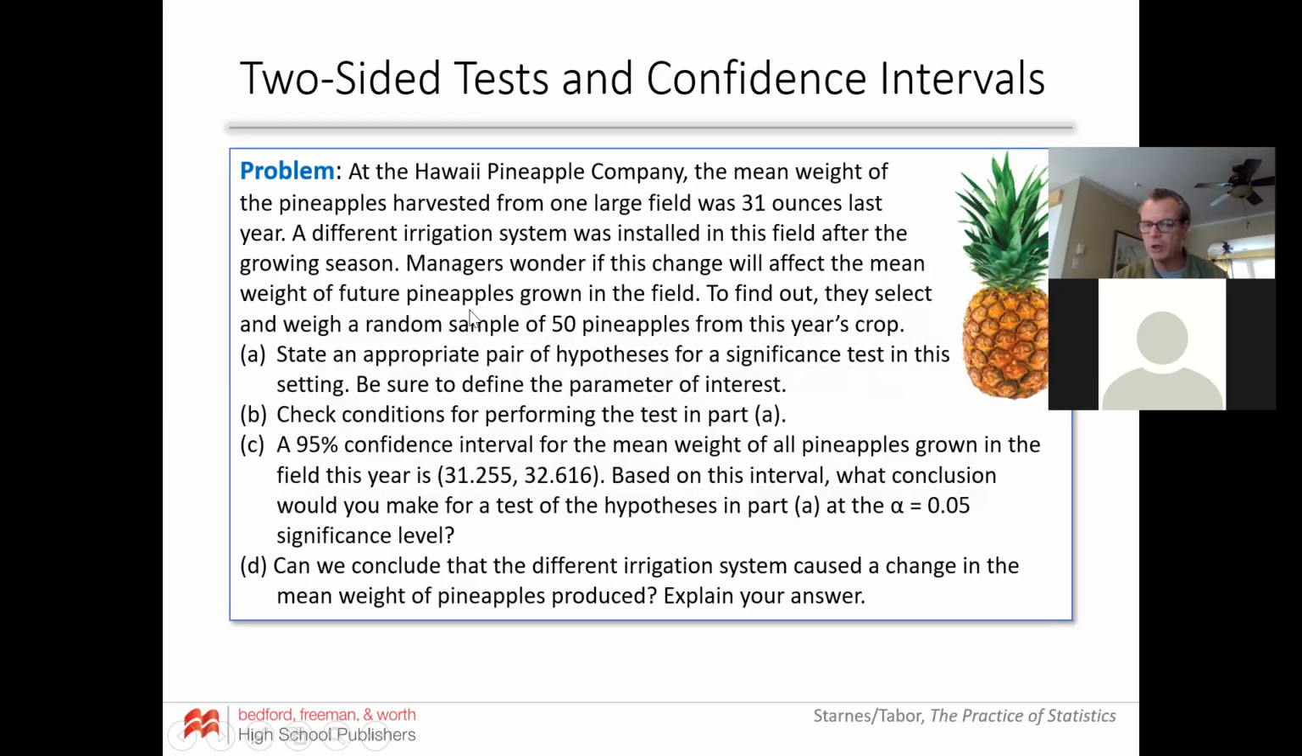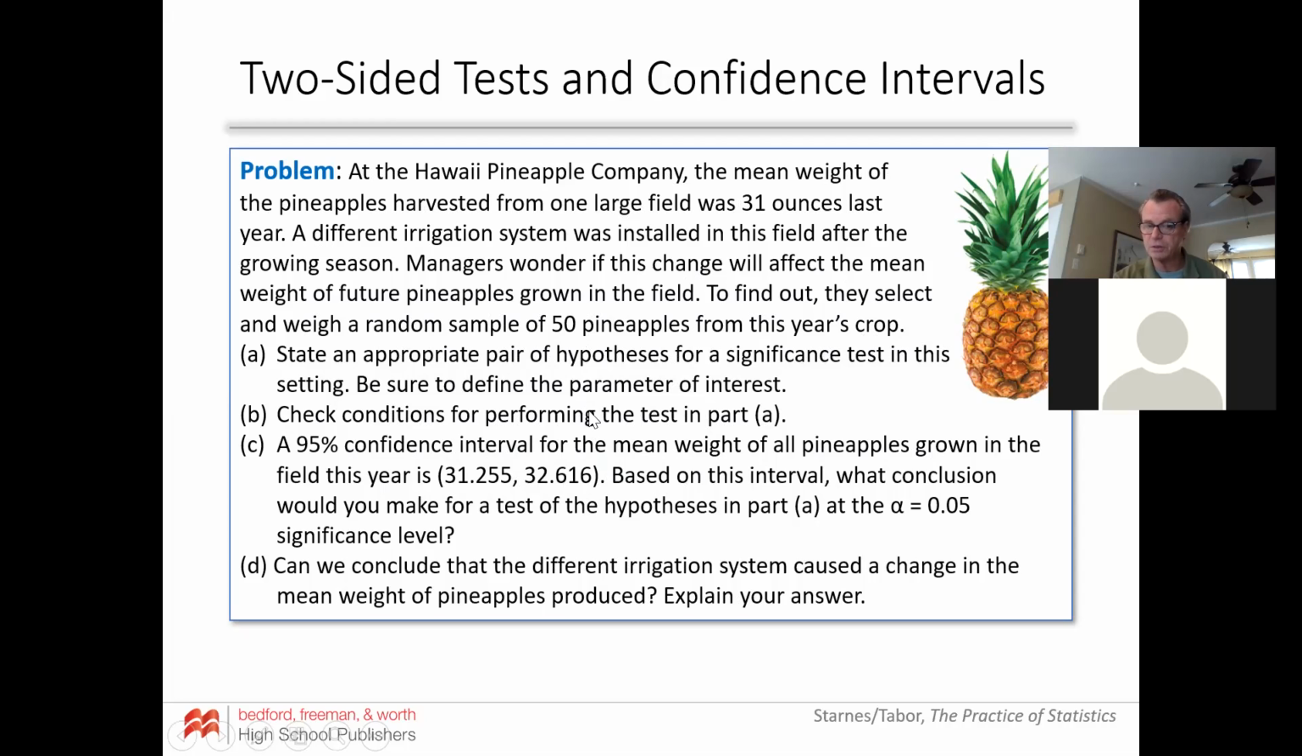Now, it's a silly question because you didn't pay for the irrigation system to just change the pineapple weight. You did it to increase it. That's not up to us. This is how it's worded: will affect the mean weight. Affecting it is telling you it's a two-tailed test. You got a random sample of 50 pineapples. So they're asking you to go through the template. What's the null and the alternate?